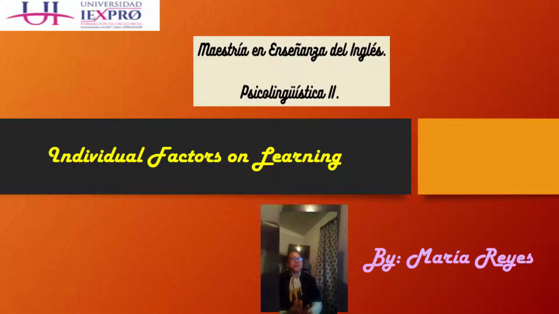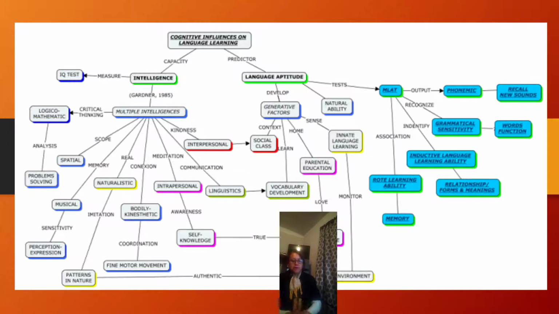Today we are going to consider individual factors of learning. In the first place, we have the difference between intelligence and learning aptitude. Aptitude is a natural ability to learn languages. This is considered very good because the students can get along with others, and they can gain good communication skills with this practice.